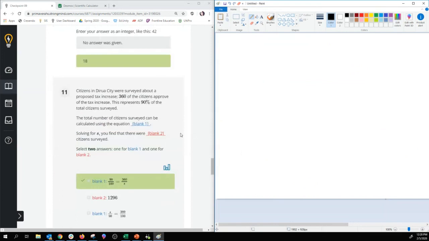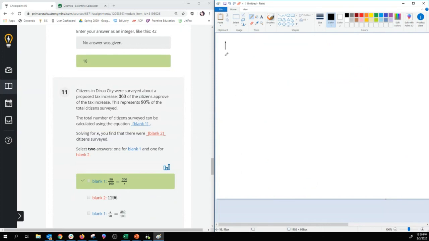All right, number 11. So citizens in Jarua City were surveyed about a proposed tax increase. 360 of citizens approved the tax increase. This represents 90% of the citizens surveyed. The total number of citizens surveyed can be calculated using the equation blank. And then we are asked to figure out how many total citizens there are.